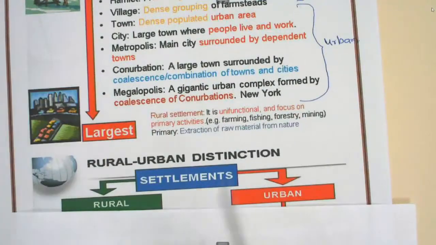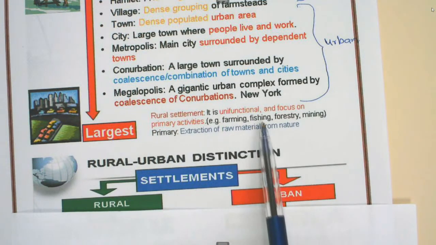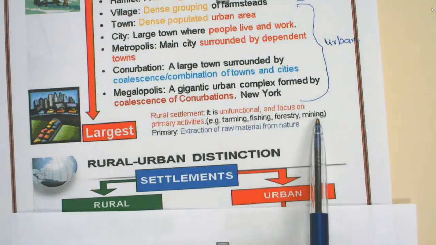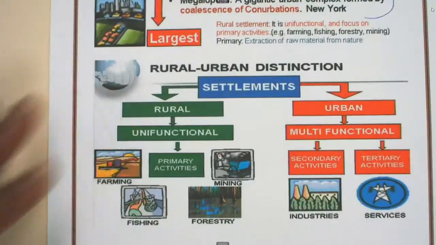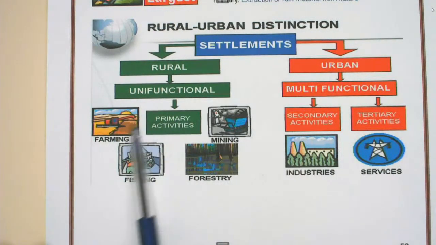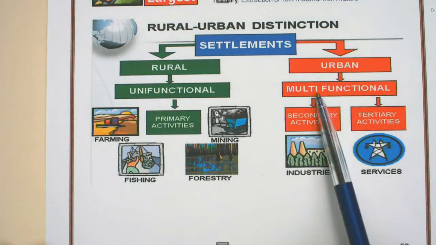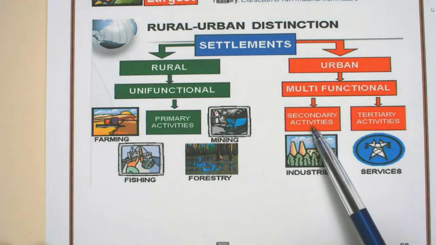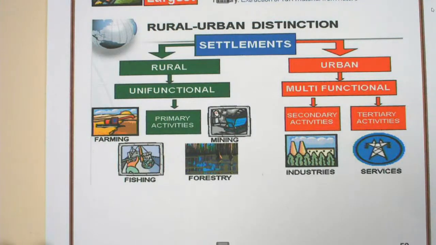Right, rural settlements are unifunctional and focus on primary activities, e.g. farming, fishing, forestry, and mining. Primary, extraction of raw material from nature. Right, what is the distinction between rural and urban settlements? Rural settlements are unifunctional. They can have one of the following functions: farming, mining, forestry, and fishing. Whereas urban areas are multifunctional. They can have secondary functions like industries and tertiary activities such as the services.